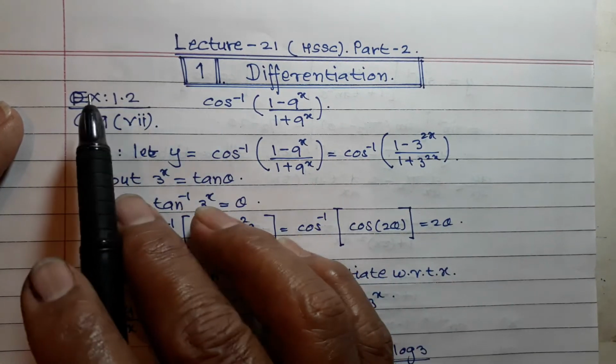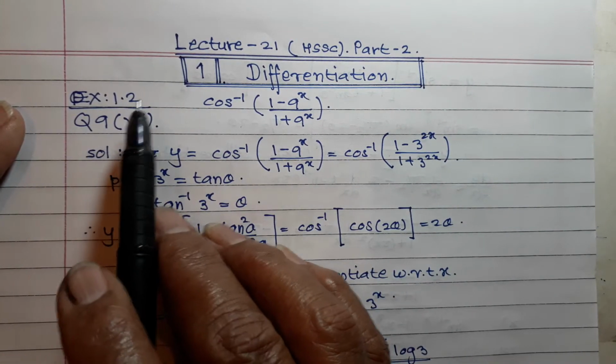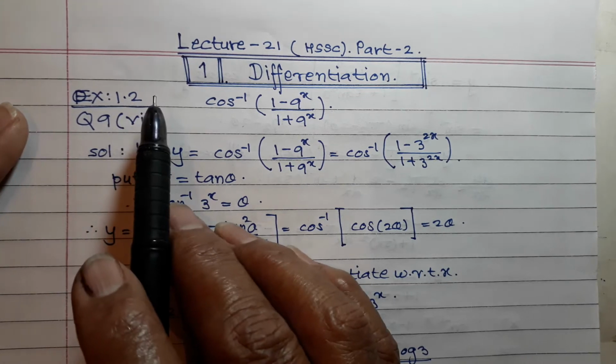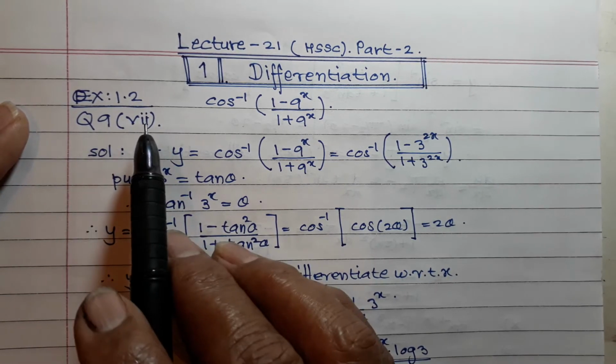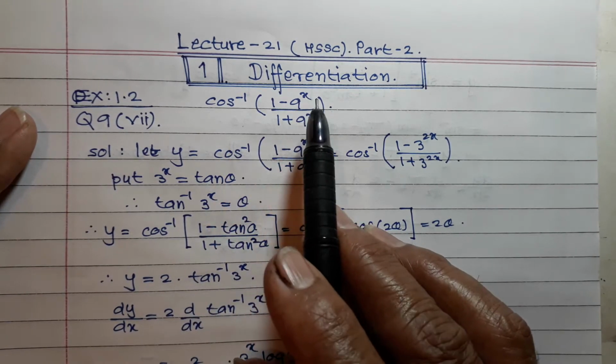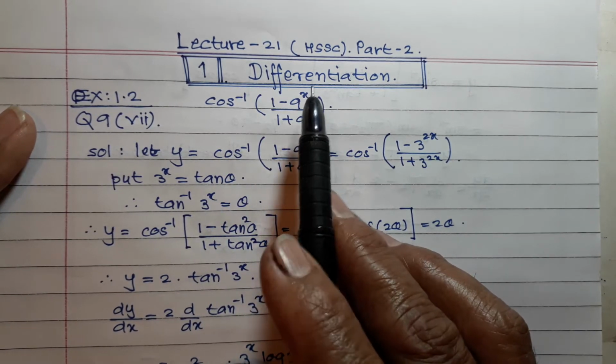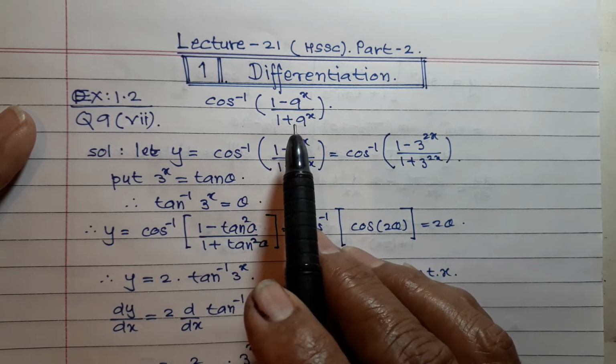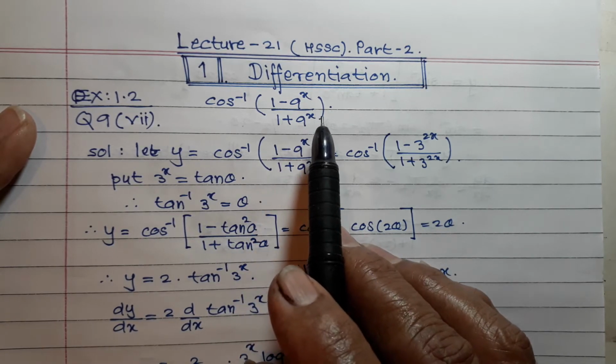In this lecture, I am going to explain some examples from exercise 1.2, question number 7: cos inverse of (1 minus 9 e raised to x) upon (1 plus 9 e raised to x).